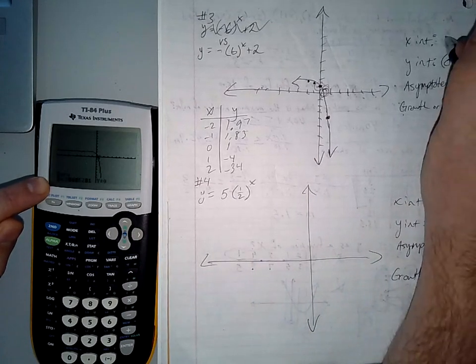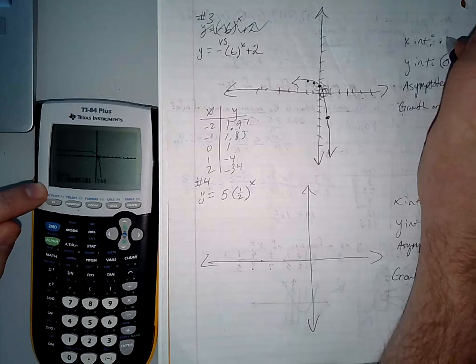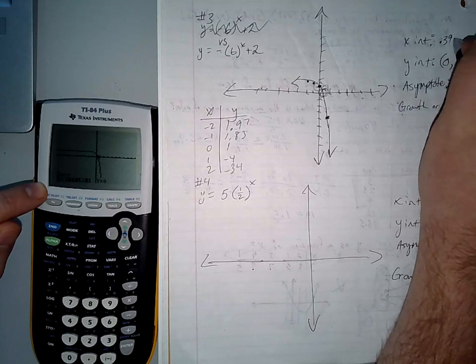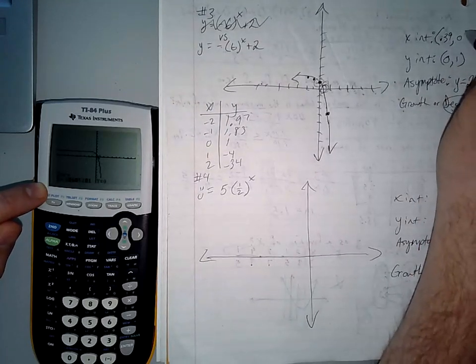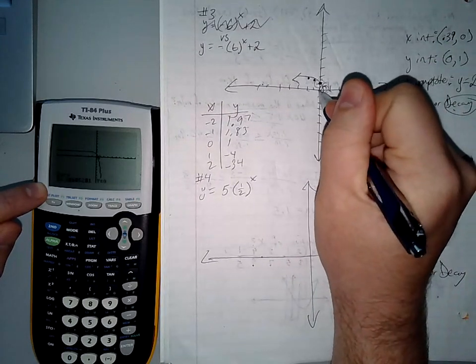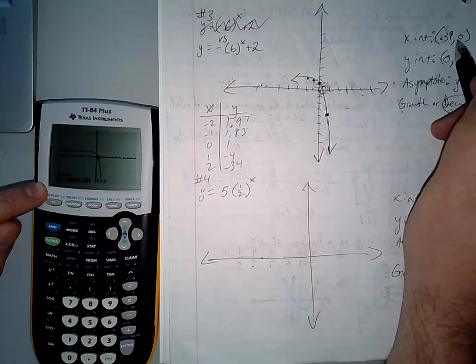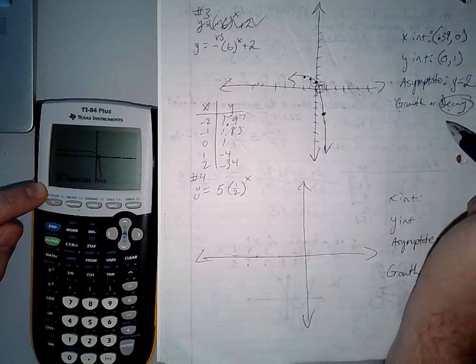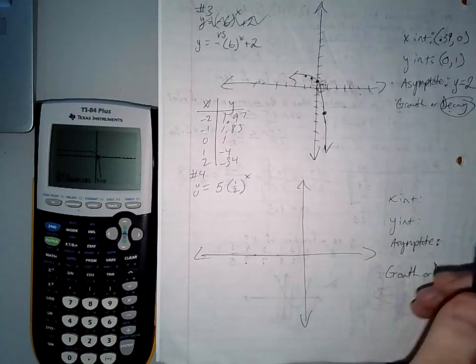So we're going to go with 0.39, comma 0. And so it happens in between 0 and 1, but closer to 0 than 1, right? So 0.39, comma 0. All right, on to number 5.